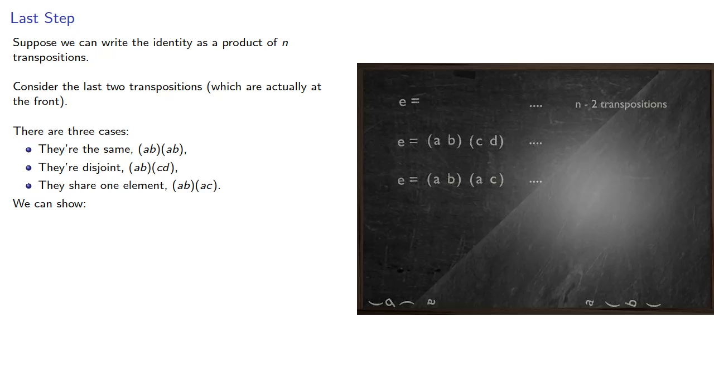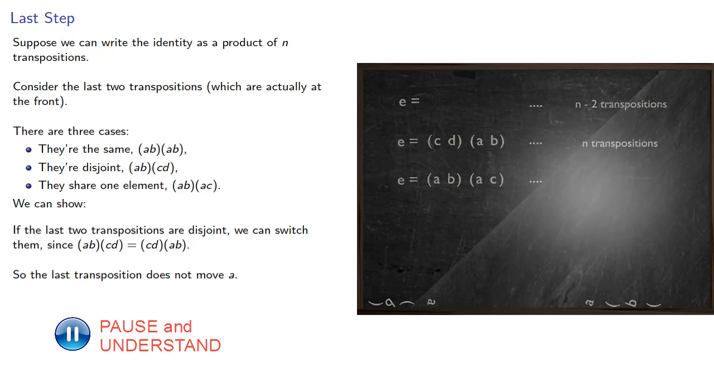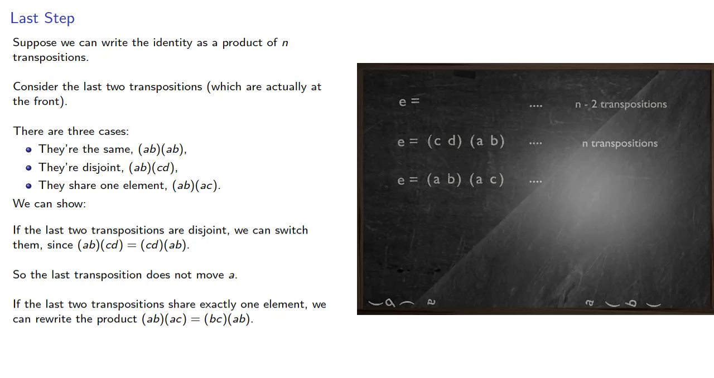The other possibility: if the last two transpositions are disjoint, because they're disjoint, we can switch them, because the product of disjoint cycles is commutative. AB, CD is the same as CD, AB. So the last transposition does not move A. Or if the last two transpositions share exactly one element, we can rewrite the product AB, AC as BC, AB. And again, the last transposition does not move A.